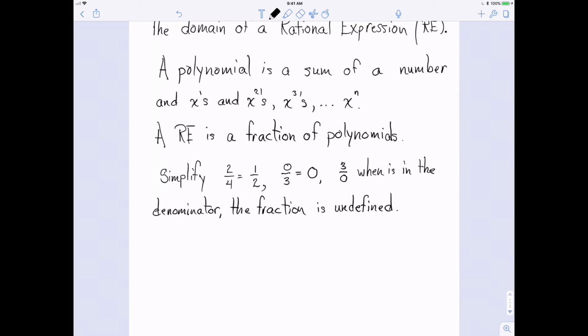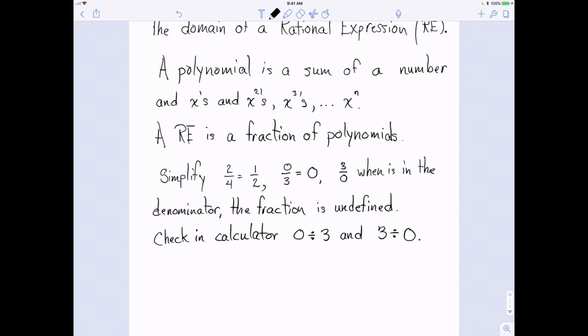And I would encourage you to check in your calculator. What happens when you take 0 and divide it by 3, and 3 divided by 0? The calculator will often give you something like invalid entry or error or some kind of message like that. And that's the way your calculator tells you something's undefined.